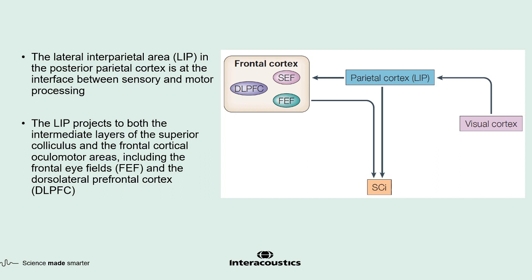Now, the lateral intraparietal area projects to both the intermediate layers of the superior colliculus, which is how you generate those reflexogenic saccades, and to the frontal cortical oculomotor areas. The frontal cortex is where we start generating the ability to have volitional saccades. There are three relevant areas in the frontal cortex for this. There are the frontal eye fields, which are, for all intents and purposes, the primary moving circuit. There are the supplementary eye fields, which help generate higher order complicated sequences of saccades. And then there's the dorsolateral prefrontal cortex, which is all about response inhibition.